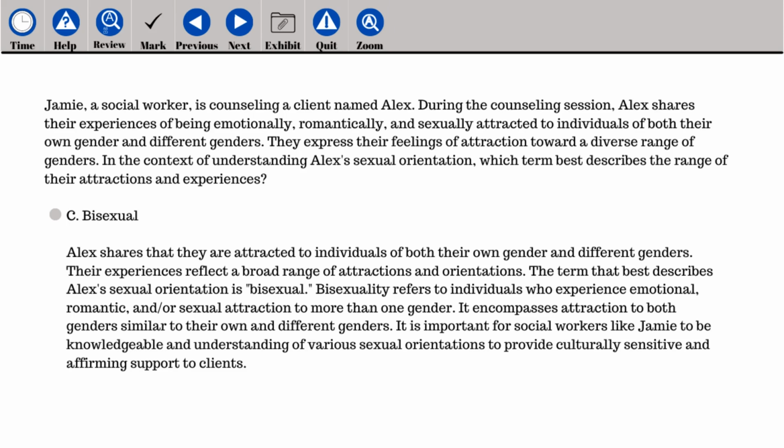It is important for social workers like Jamie to be knowledgeable and understanding of various sexual orientations to provide culturally sensitive and affirming support to clients.